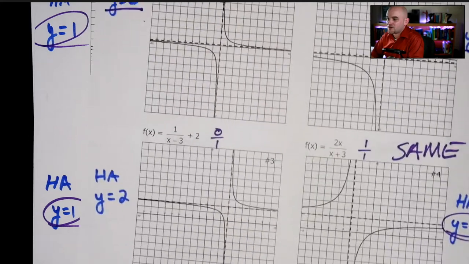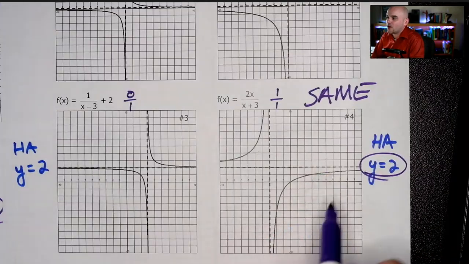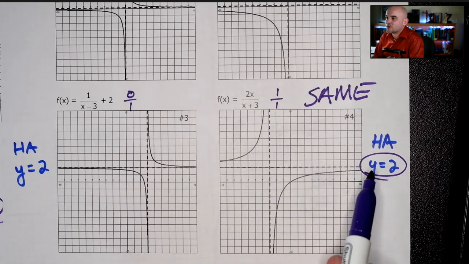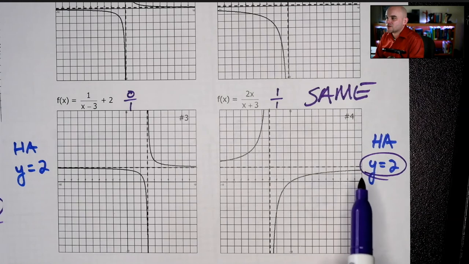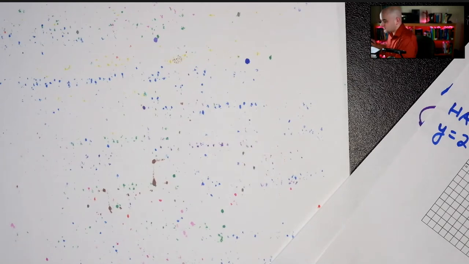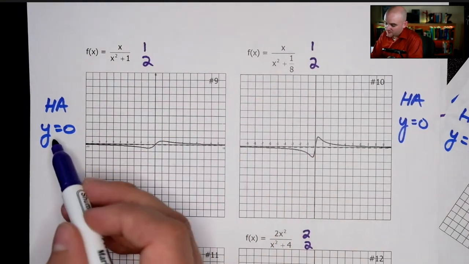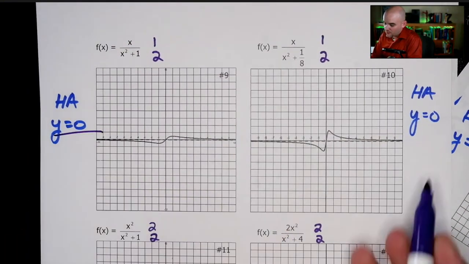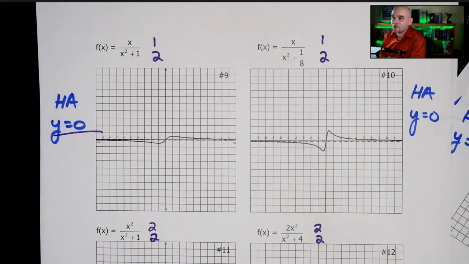The only thing is, if we go back to number 4, they were the same and we have y equals 2. There's no vertical shift here, so something else is going on besides just y equals 1. We need to see some more examples here. The last one was number 8. Let's look at number 9 here. This is less than, and if it still follows the rule that we came up with, y equals 0 when the degree up top is less than the degree in the denominator.